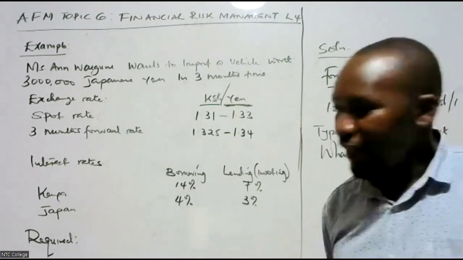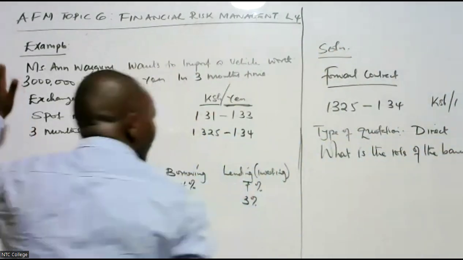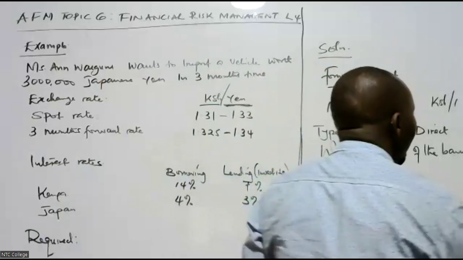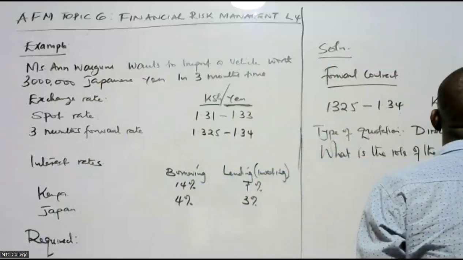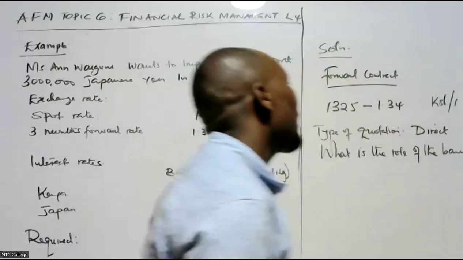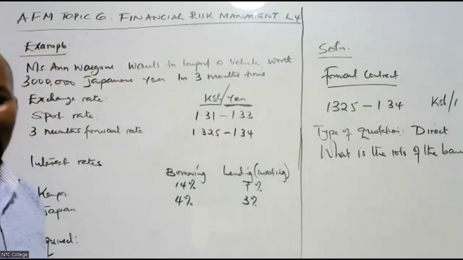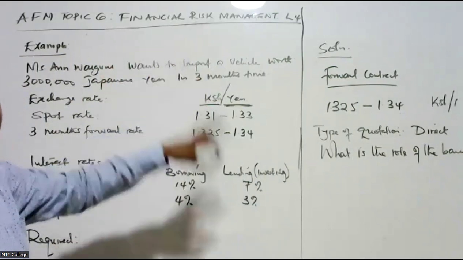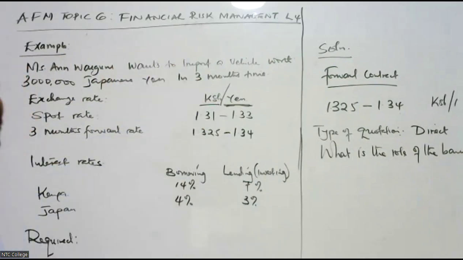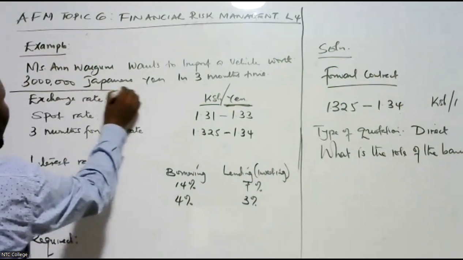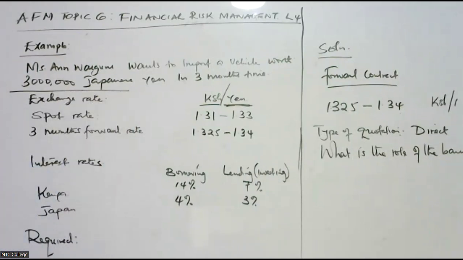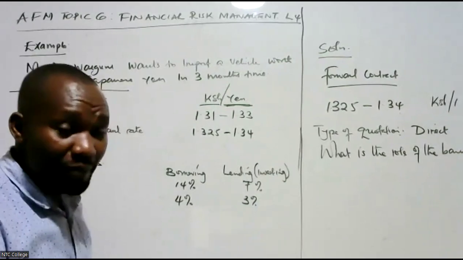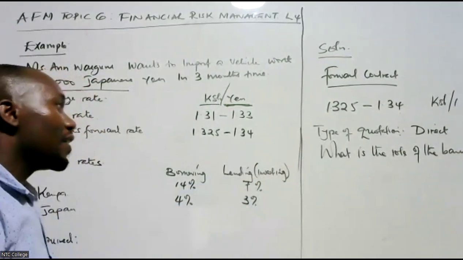So if that is clear, then what is the role of the bank here? The bank will sell. The bank has to sell to you yen so that you can use it to buy. The bank will sell to you yen, and then you can use it to buy the motor vehicle. You remember you need 3 million Japanese yen. You don't have it. So the bank will sell to you. You will buy, but the bank's role is to sell.